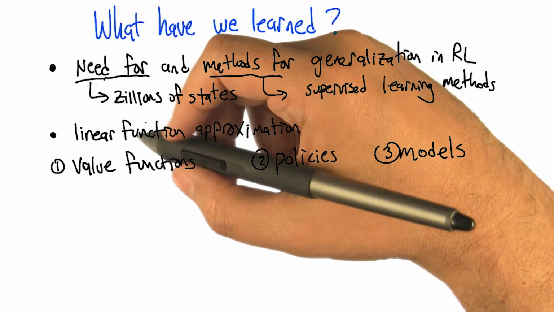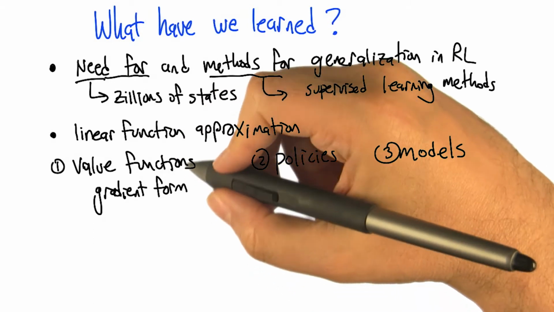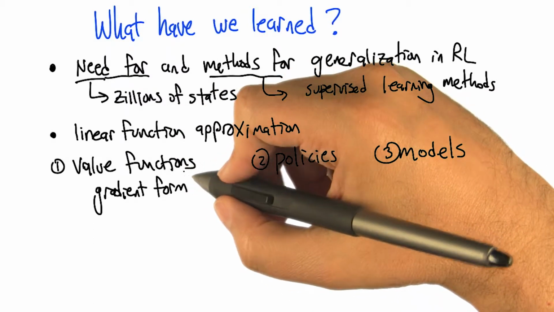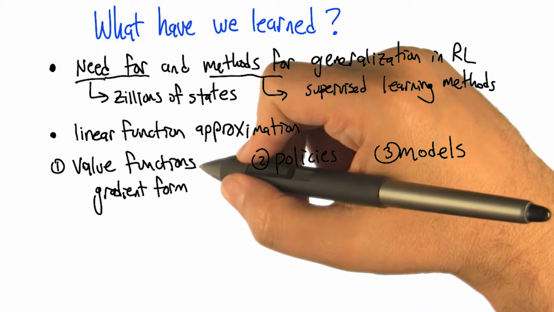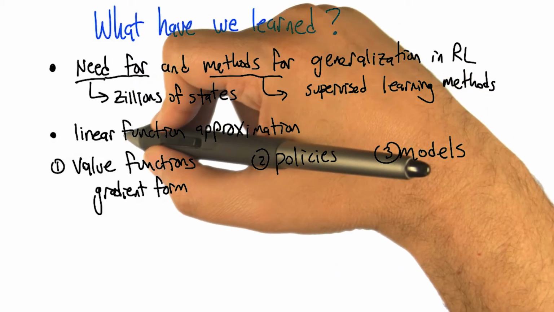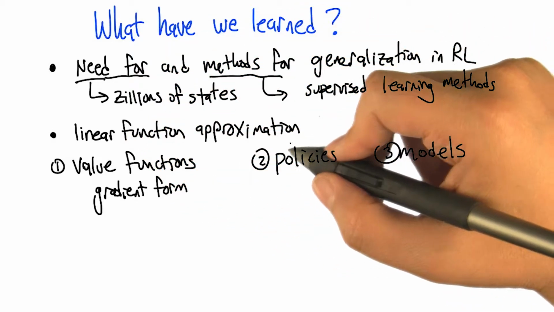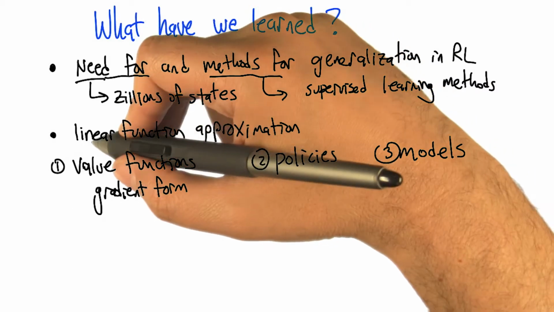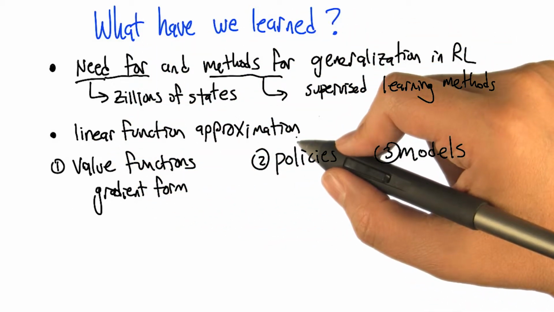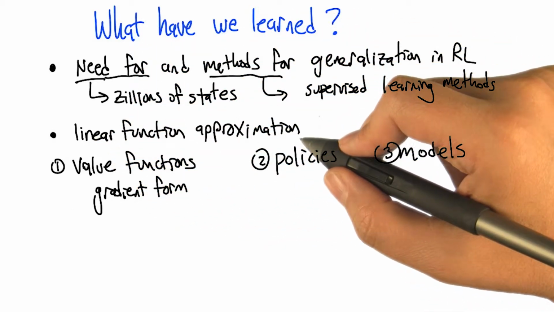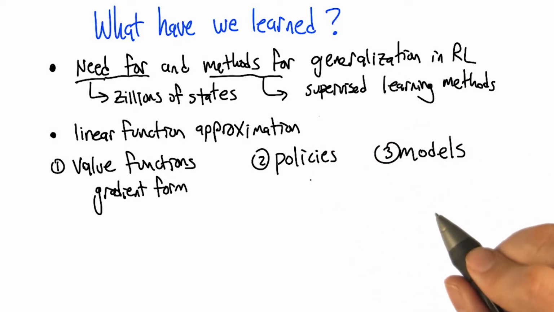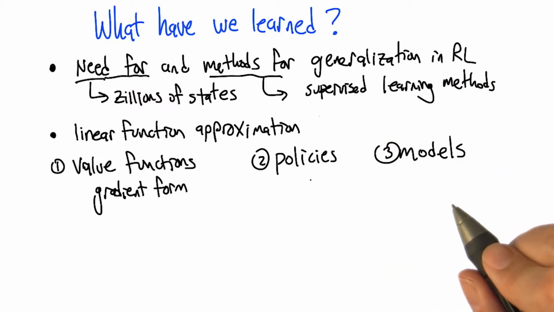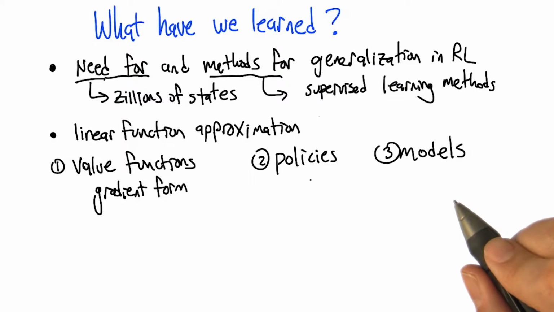Mm-hmm. And we looked at kind of a general gradient form where we turned the Bellman equation itself into a kind of an error measure. And then we looked specifically at linear value function approximation, how, if you have a set of features, you can map them to values using a linear function and how we might learn that linear function. Right. And that's pretty much what we spent almost all of our time on. I don't think we did hardly anything with policy function approximation.